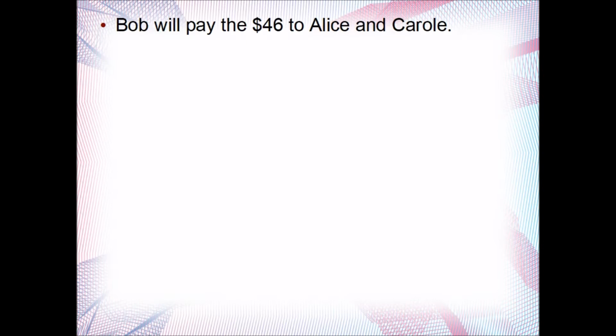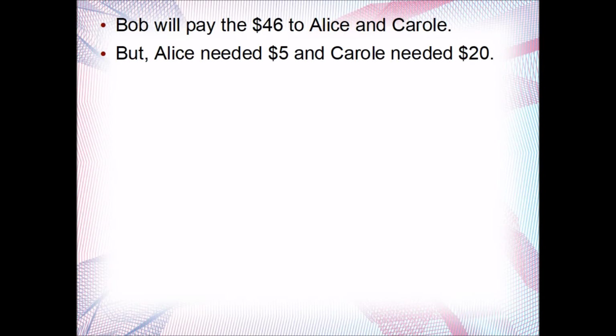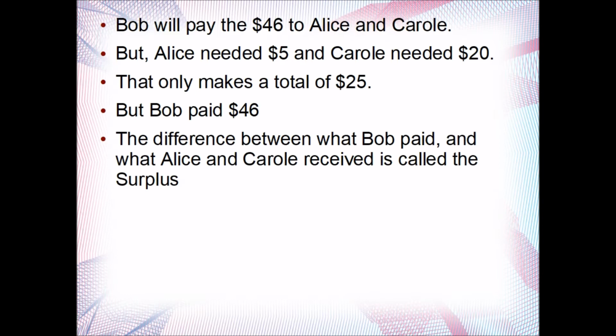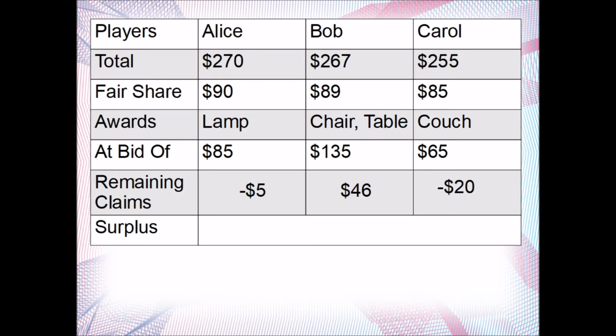So Bob is going to pay the $46 to Alice and Carol. But Alice needed $5 and Carol needed $20. That only makes $25, and Bob's going to pay $46. So there seems to be a discrepancy here. The difference between what Bob paid and what Alice and Carol received is called the surplus. So the surplus is the next row in my table here. And if you notice, it's not split into columns because it is the same for everyone.